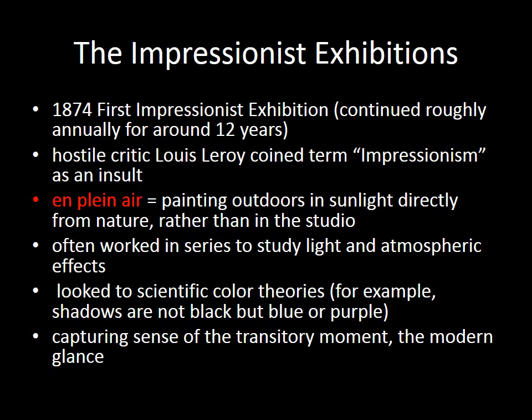One of the things that they're trying to do is capture the transitory nature of visual reality, right? That objects seen under different conditions change in appearance based on changes in light and atmosphere. And so therefore they often work in series, right? They paint the same thing over and over again in different lighting effects. They often also look to scientific color theories, one of which suggests that shadows are not actually black, right? That outlines and black shadows don't exist in nature, but that shadows are in fact blue or purple, depending on the quality of light.